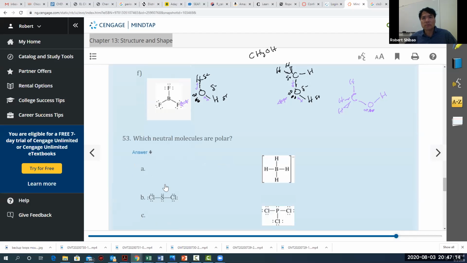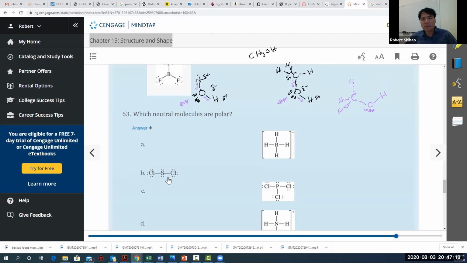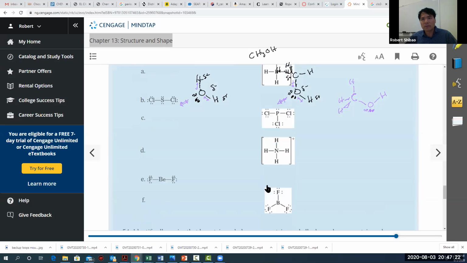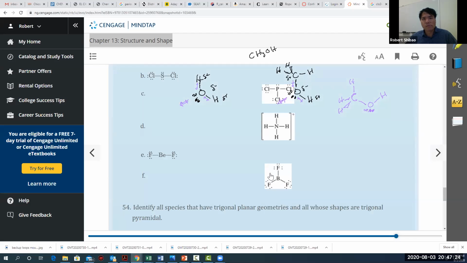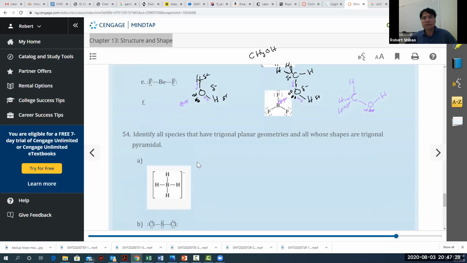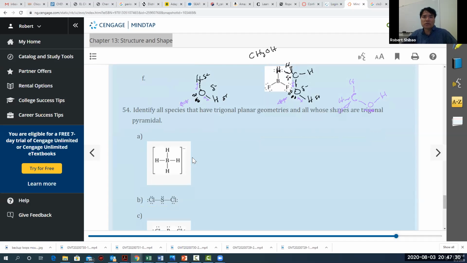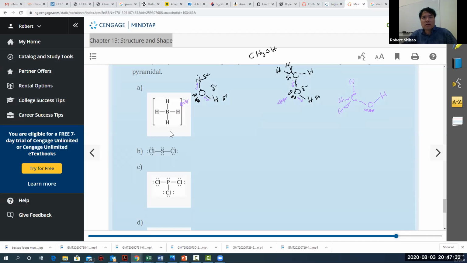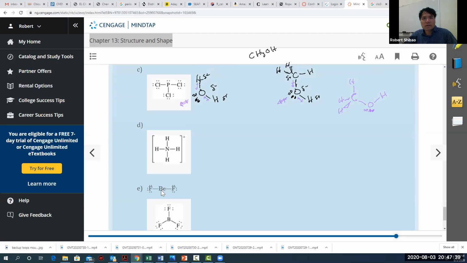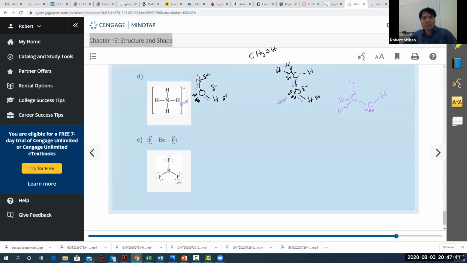Which neutral molecules are polar? Neutral, that's not, this is going to be polar because that's bent. This is going to be polar. This is going to be non-polar here. Identify all species that have a trigonal planar shape. Trigonal planar is three groups. This is four groups, four groups, four groups, four groups, two groups, linear, three groups, trigonal planar. This would be it.